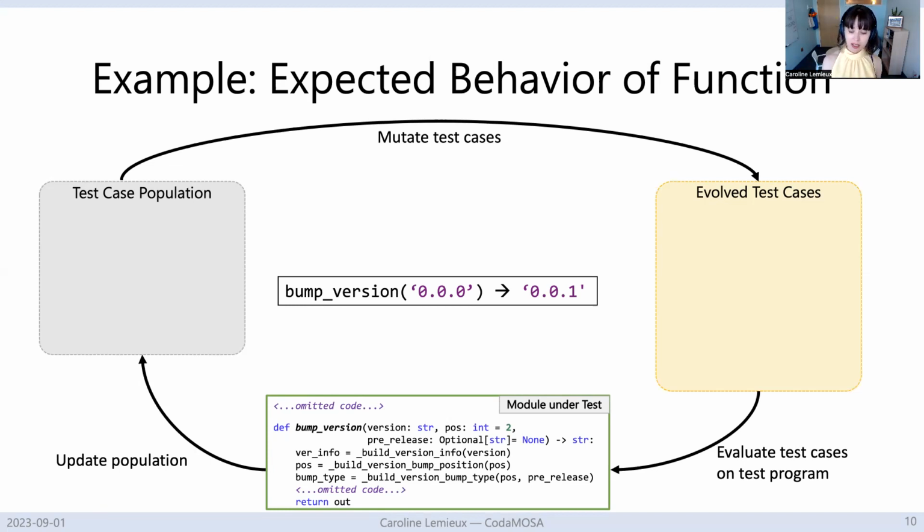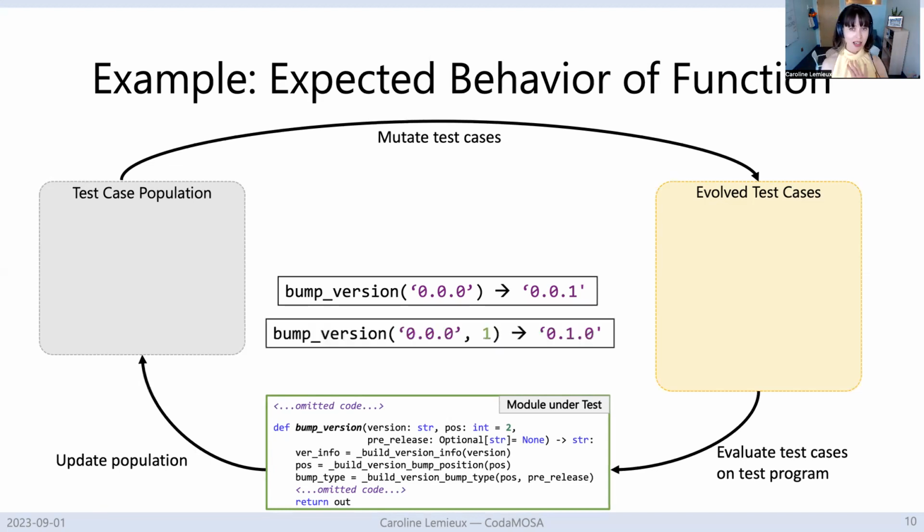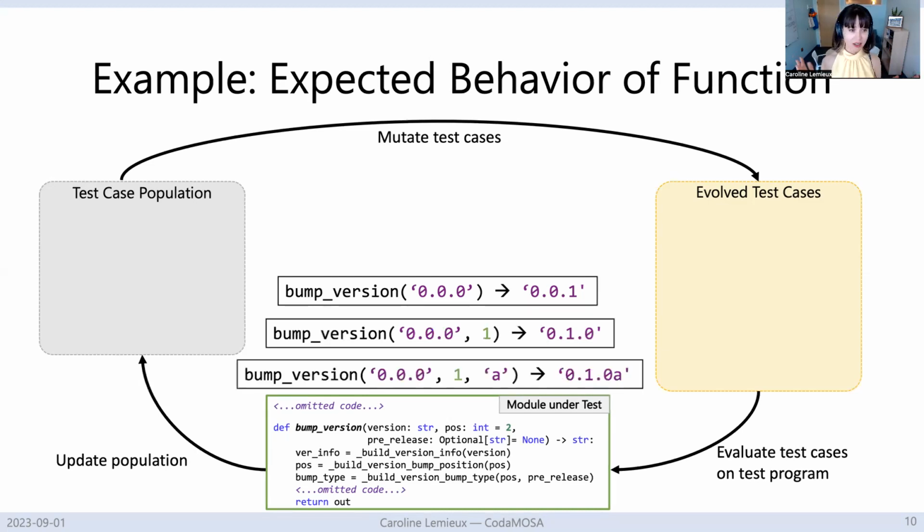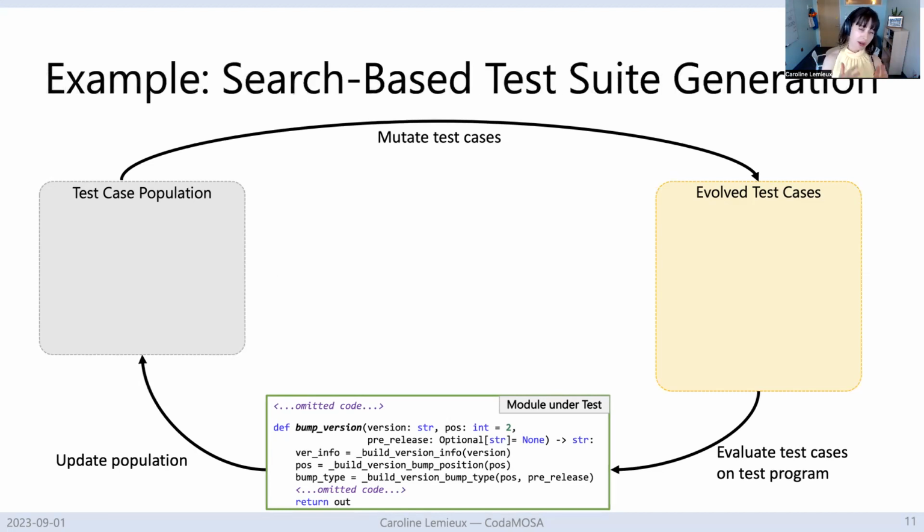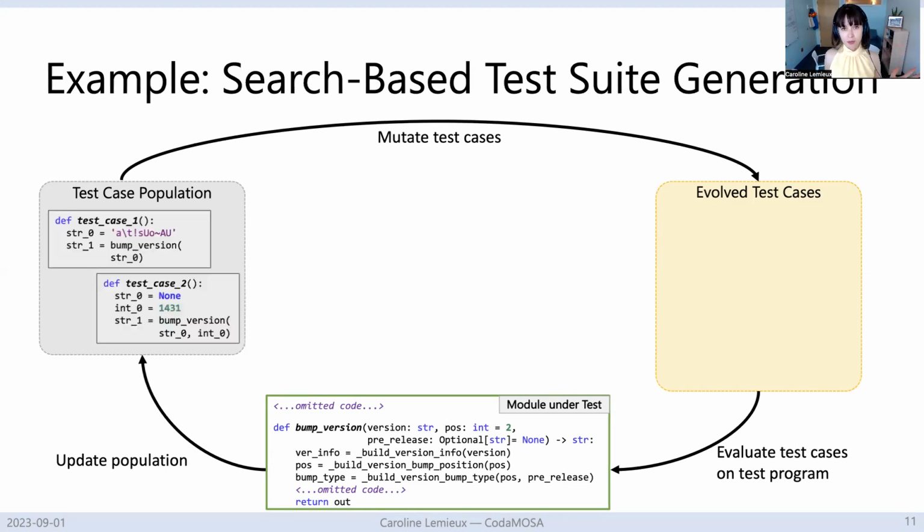But there are a bunch of different arguments to this function. It does a bunch of different things. It can augment the version at different positions in the version string, can add some pre-release arguments, whatever. Okay, so lots of different if statements and different behaviors of this function. So say we want to generate a test suite for it via search-based test suite generation. We'll start by generating a few random test cases in our test case population.